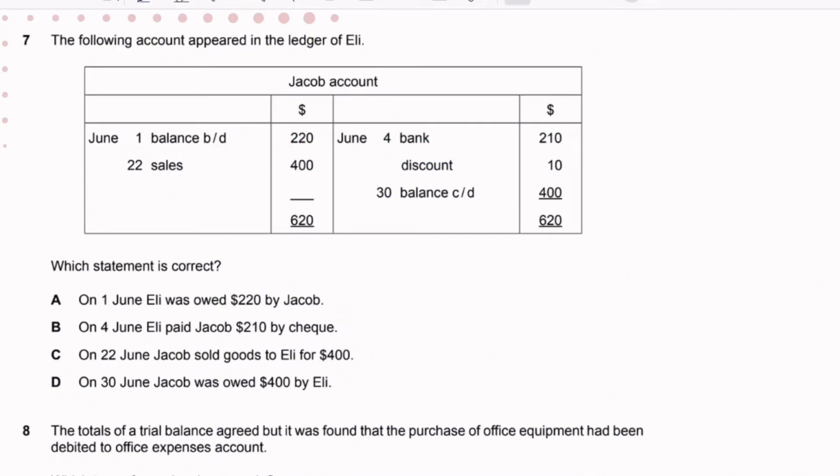Question 7. The following account is prepared in the ledger of Ellie, and this is Jacob's account. Which statement is correct? So Ellie is the business and Jacob is the customer, because we can see that there's sales, so Jacob is definitely the customer. Okay, which statement is correct? On 1st June, Ellie was owed 220 by Jacob. Yes, this is correct because the double entry is debit trade receivable, and then you credit Jacob account. So we can know that when trade receivable increases, it means that Jacob is still owing Ellie. So A is the correct answer.